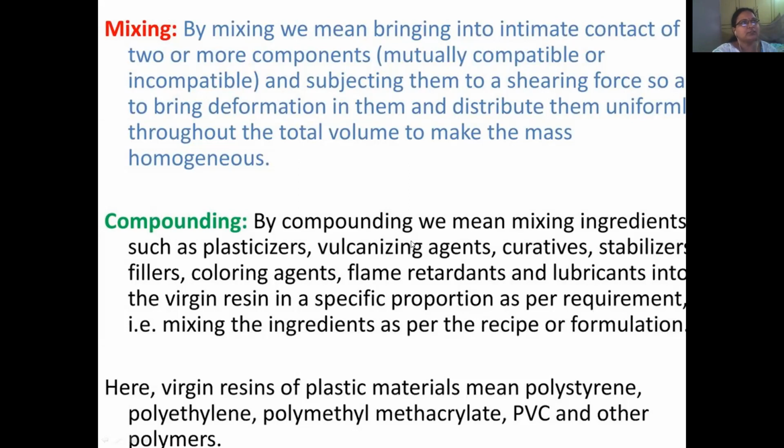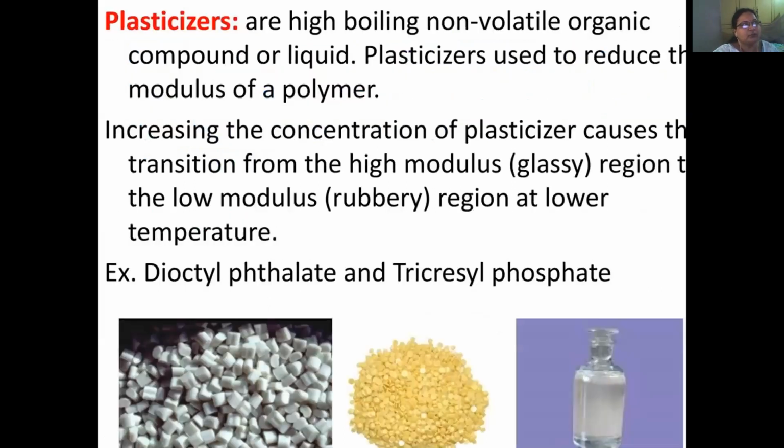So first thing is, by mixing, we mean bringing into intimate contact two or more components and subjecting them to a shearing force so as to bring deformation in them and distribute them uniformly throughout the total volume to make the mass homogeneous. So compounding is mixing of ingredients such as plasticizers, vulcanizing agents, curators, stabilizers, fillers, coloring agents, flame retardants, and lubricants into the virgin resin in a specific proportion as per requirement. Then, what are those which are added?